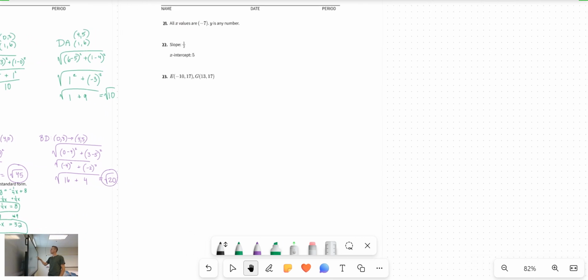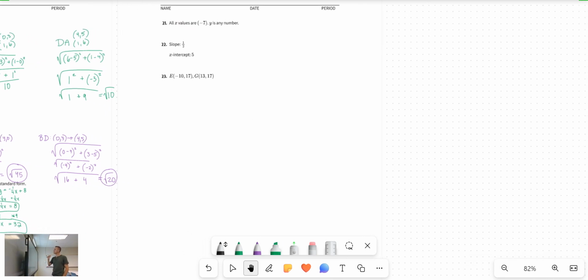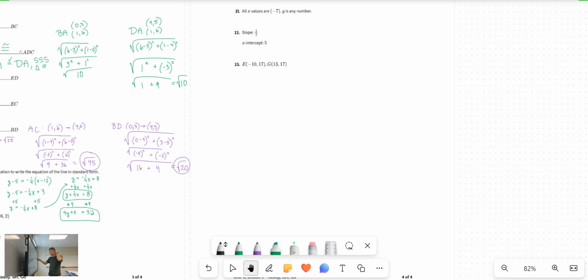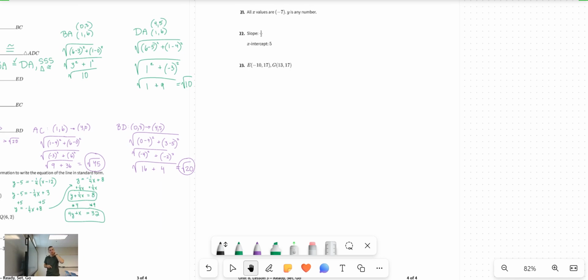I believe that wraps it up because none of these are circled, and I did a pretty thorough job circling at the beginning, so I believe that wraps up.